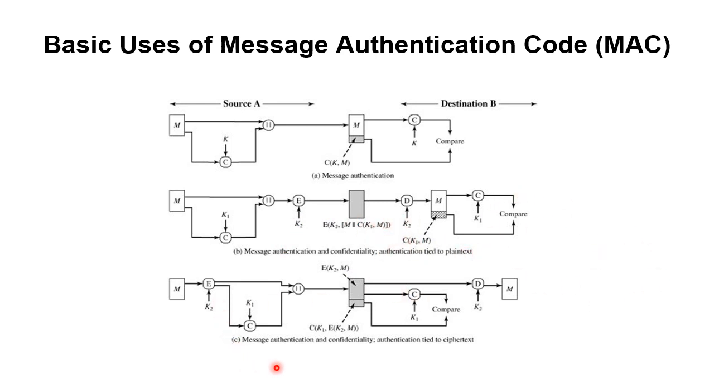And here is the last scheme, message authentication and confidentiality. Here, instead of encrypting the entire content along with the MAC, I encrypt the message at the beginning itself, and then for that encrypted message I calculate the MAC, which is appended and sent in the environment. At the receiver side, the same process is carried out in reverse. So these are the three uses of the message authentication code.